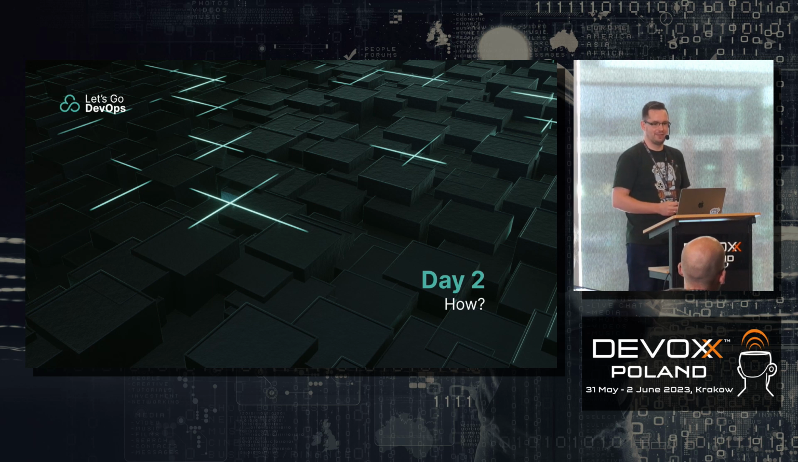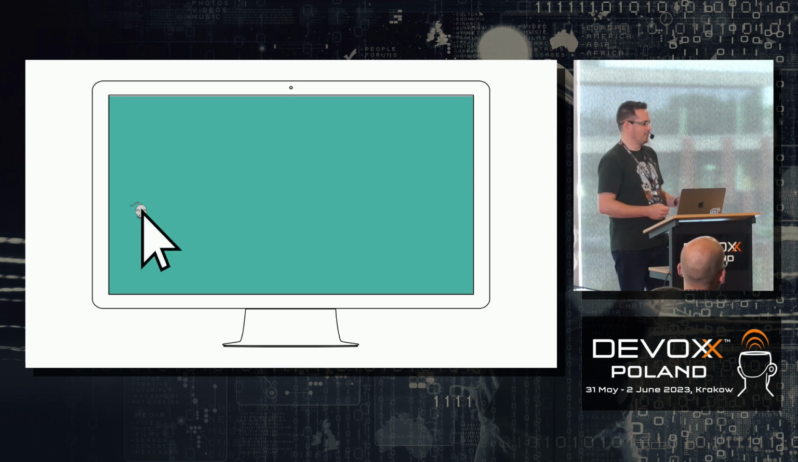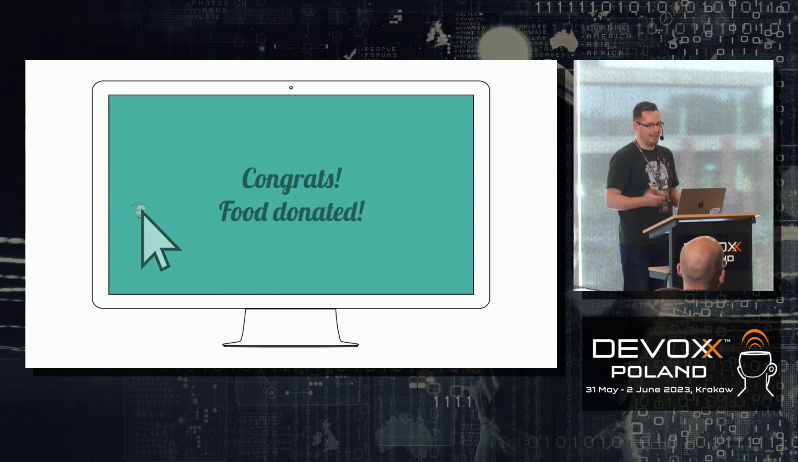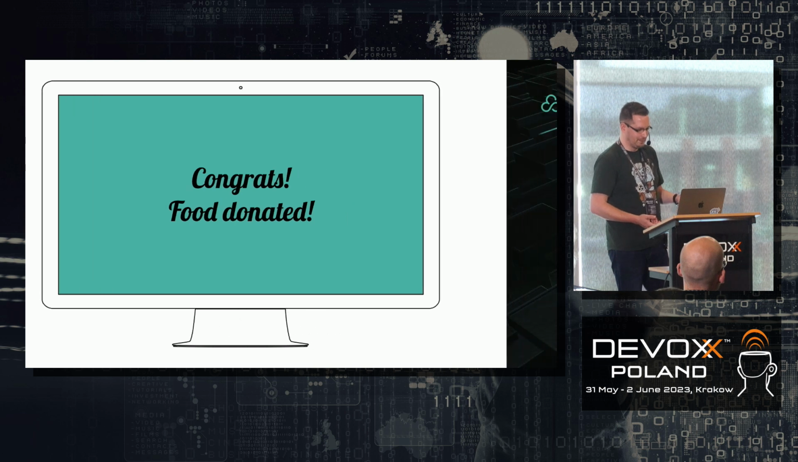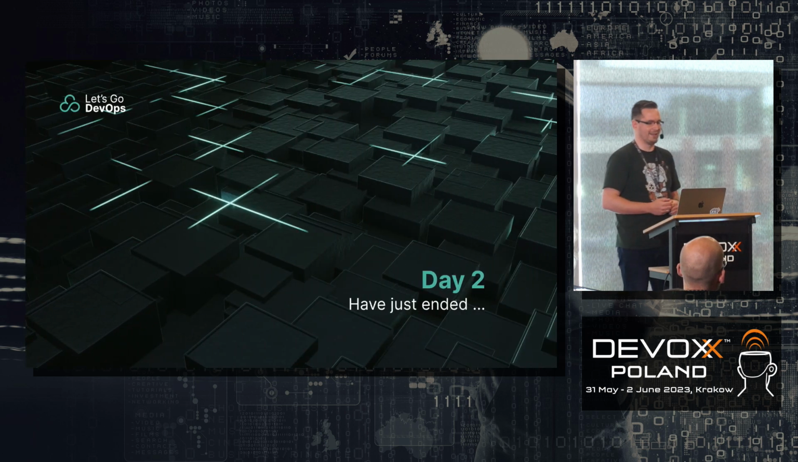So a little bit more sophisticated attack, because I already know how to code JavaScript, right? And day 2 will look like this. I have a cool game in mind. So feed a cat. If you click on the mice, I will donate food for the shelter. We had some actions similar to it a while ago in Poland. So there's a mice. You take your mouse, click on the mice, and congratulations, food donated. And that's it. That's it for day 2. I just completed my hack.